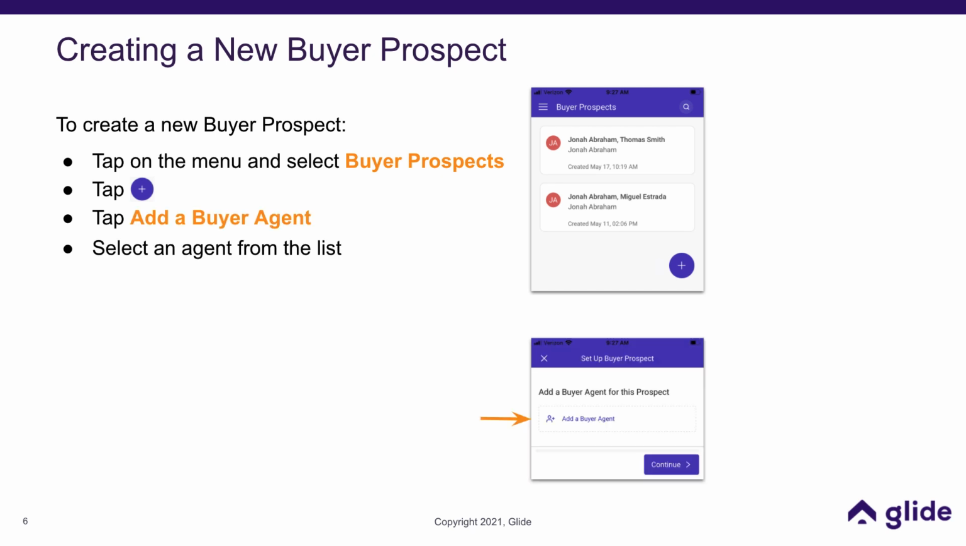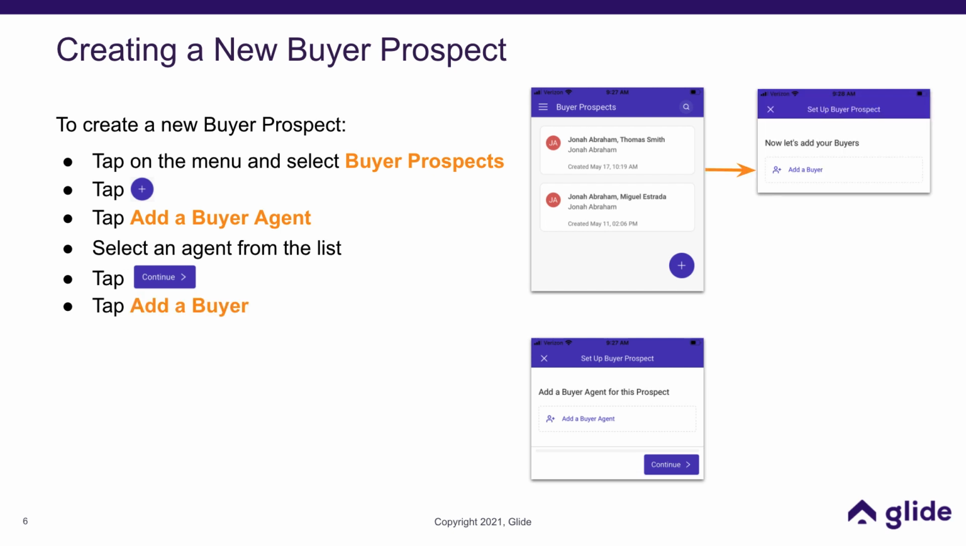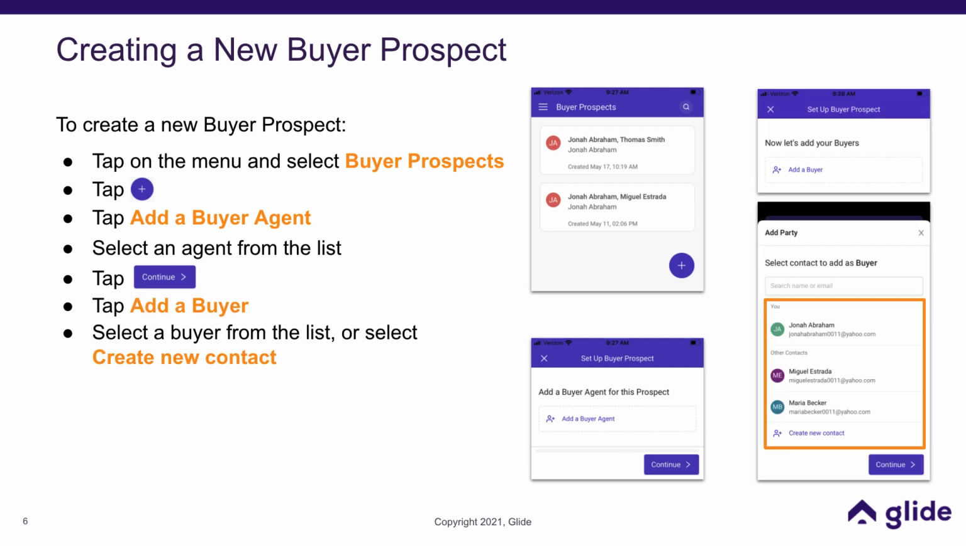You will need to select an agent from the list of contacts, then tap Continue. Next, tap Add a Buyer. You'll select the buyer from your list of contacts, or select Create New Contact if there are no contacts in your list yet. Once the buyer has been selected, tap Continue.